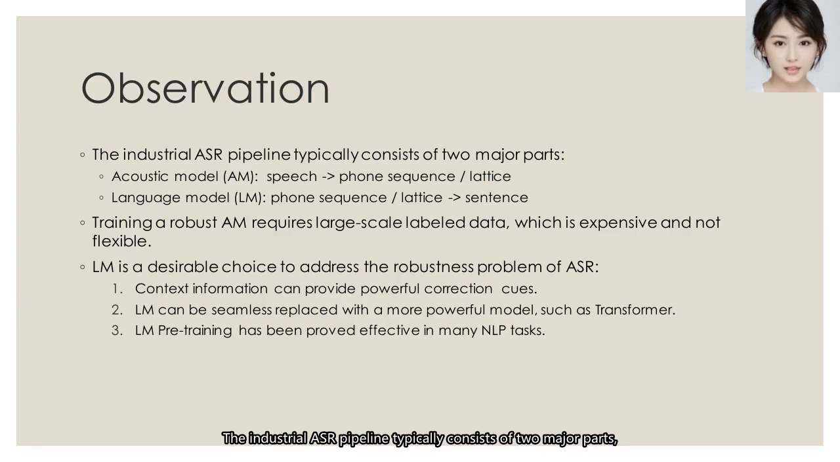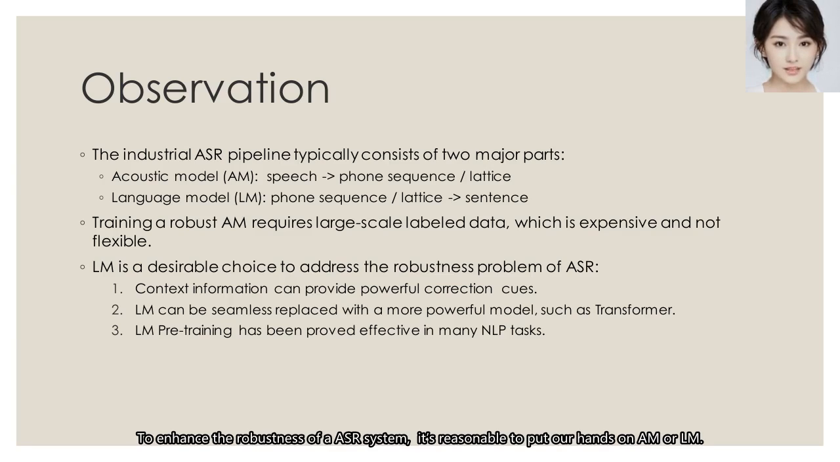The industrial ASR pipeline typically consists of two major parts: the acoustic model (AM) translating a speech wave to a phone sequence, and a language model (LM) decoding the AM output to a natural language sentence. Conventionally, the LM decoding process is a two-pass process. A fast but relatively weak LM such as n-gram LM first generates a set of candidates, and a powerful but computationally expensive LM like NNLM selects the best sentence from the candidates.